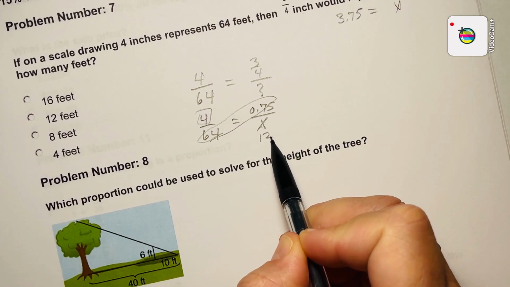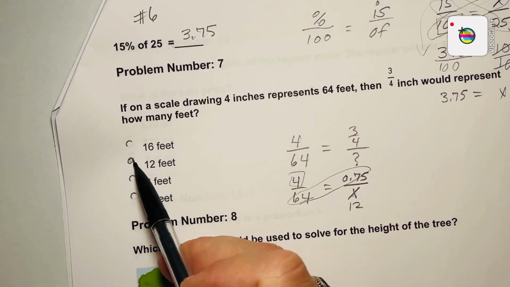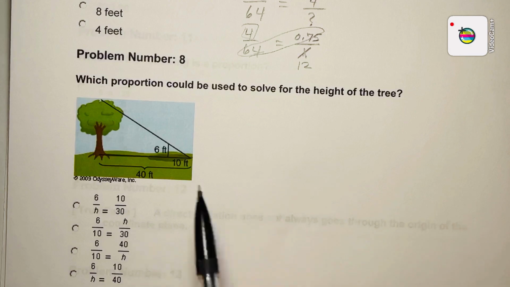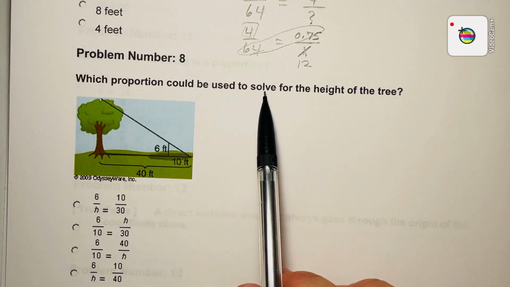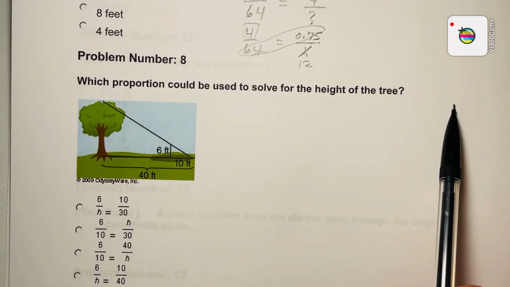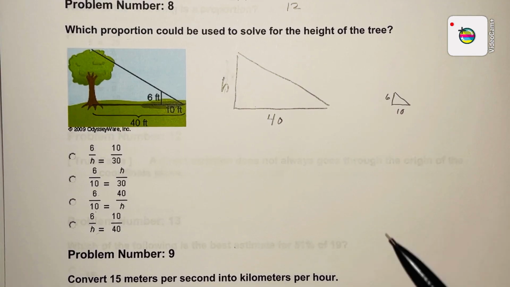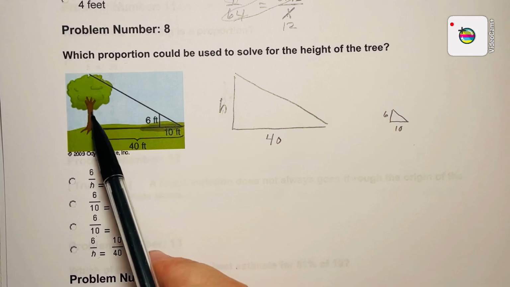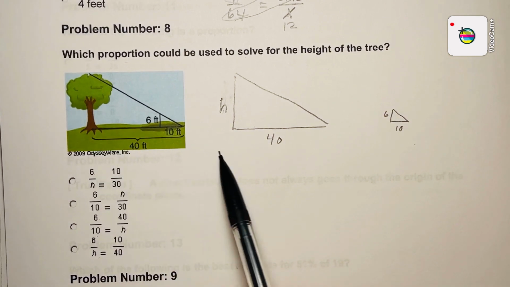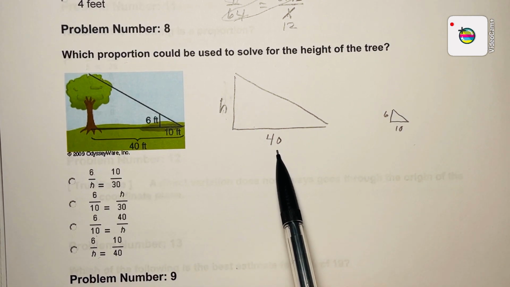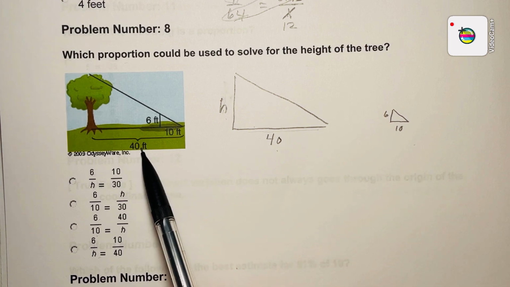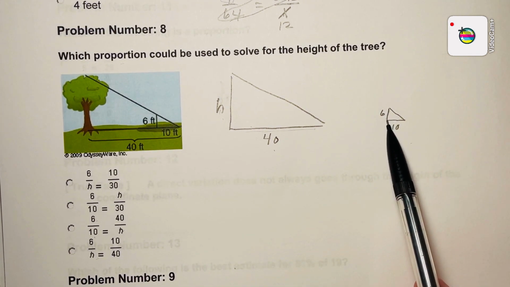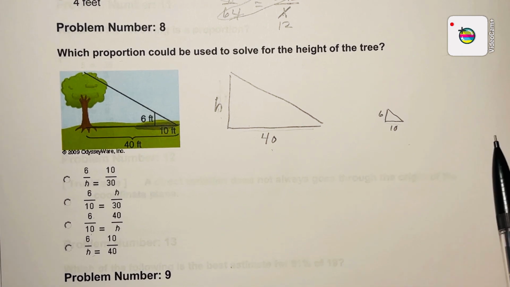All right. Problem number 8. Which proportion would be used to solve for the height of the tree? All right, so what we have in this image is 2 triangles. This big one that measures the height of the tree, and then the baseline is 40. And then this small one in here, the height of that triangle is 6 and the baseline is 10.